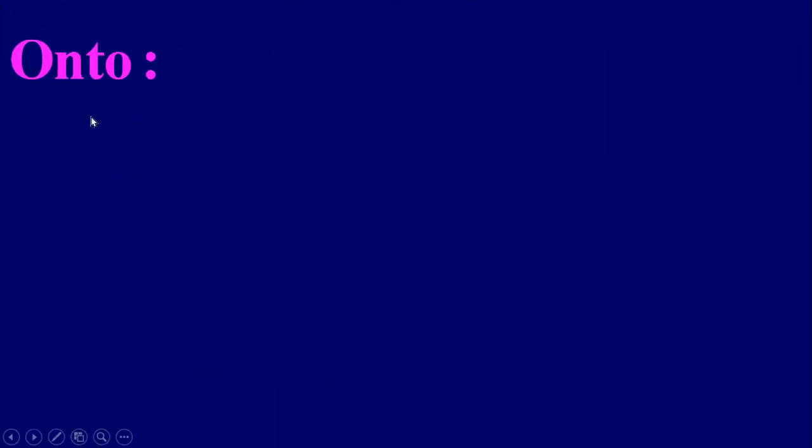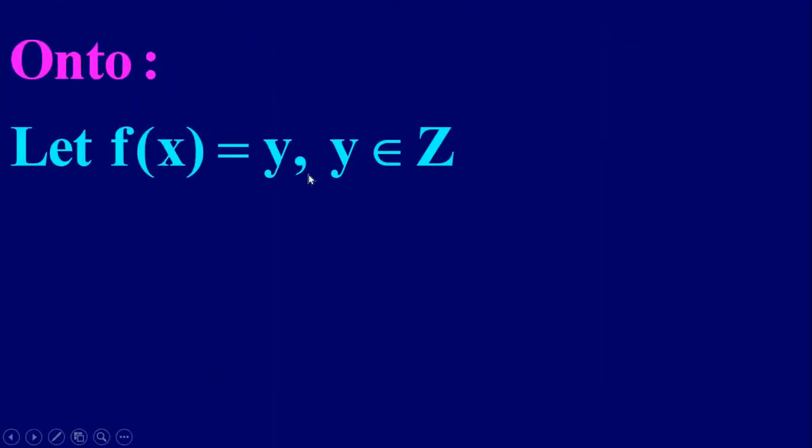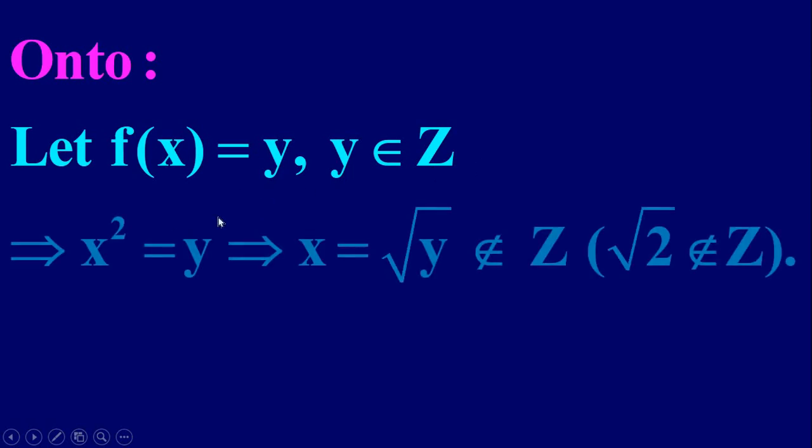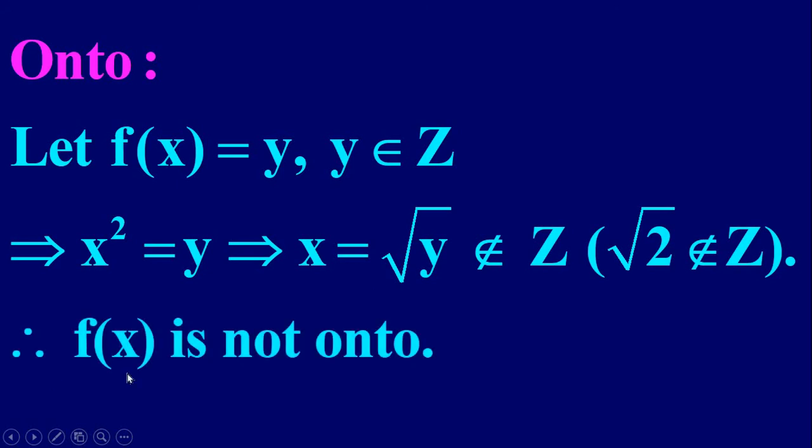Next we verify whether it is onto. Now here we take f of x equal to y, where y belongs to Z. Now f of x equal to x square. So therefore x square equal to y implies x equal to root y, and root y does not belong to Z. Suppose if we take y equal to 2, root 2 is not an integer. Therefore this function is not onto. So f of x is not onto.